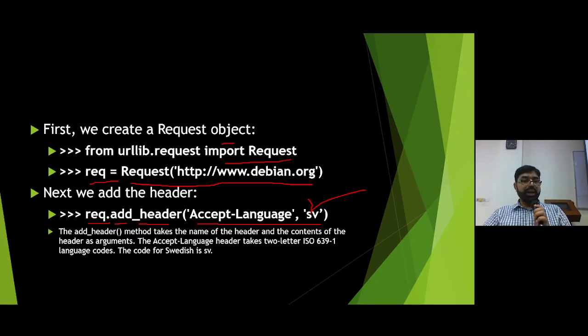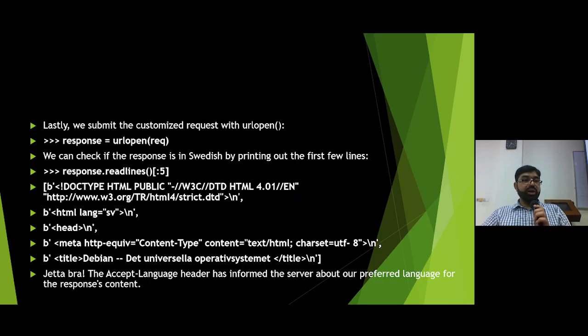The add_header method takes the name and the content of the header as arguments. The Accept-Language header takes a two-letter ISO 639-1 language code. You can find all the language codes on the ISO specification list. The code for Swedish is sv. Lastly, we submit the customized request using urlopen. So response equals urlopen, and in the brackets we write our request, req, which we defined previously.